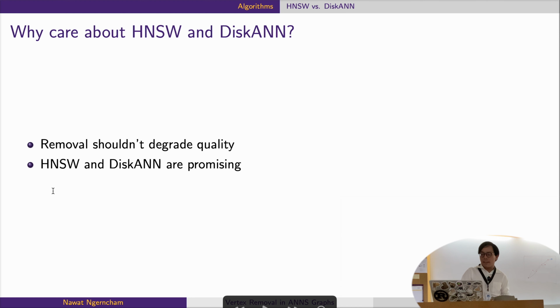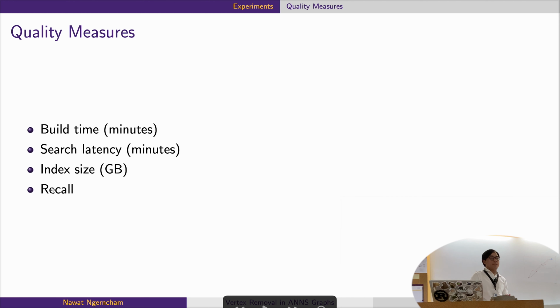So I came up with an experiment. The quality measures that I use for this experiment are build time, search latency, index size in memory, and recall. And recall is essentially, you can think of it as how many points in the output of an ANNS algorithm are actually in the true nearest neighbors. So basically how accurate an ANNS algorithm is compared to an exact solution.